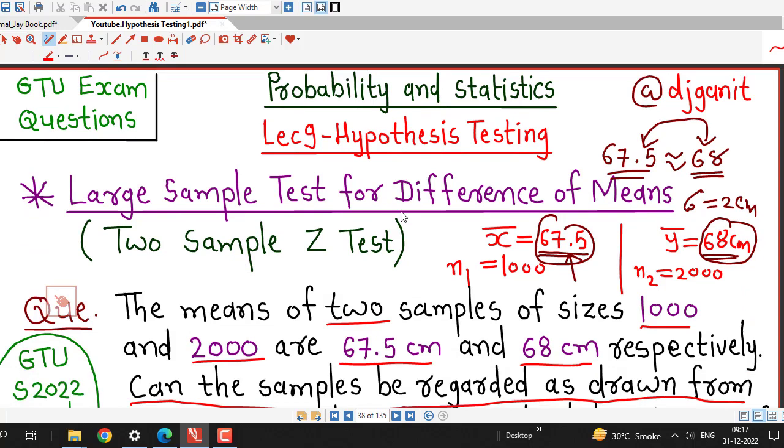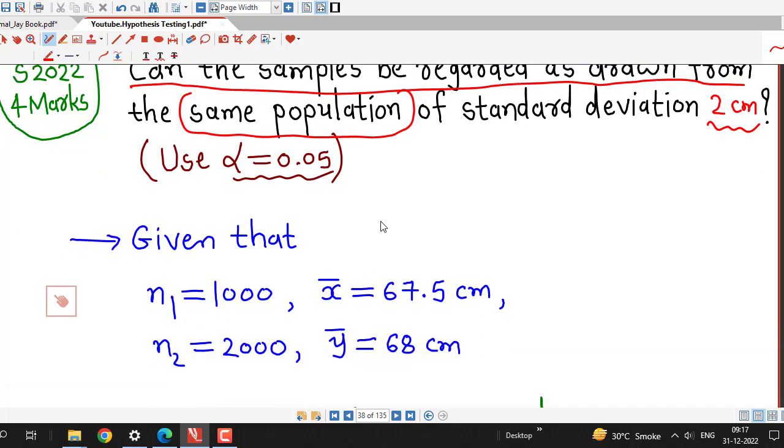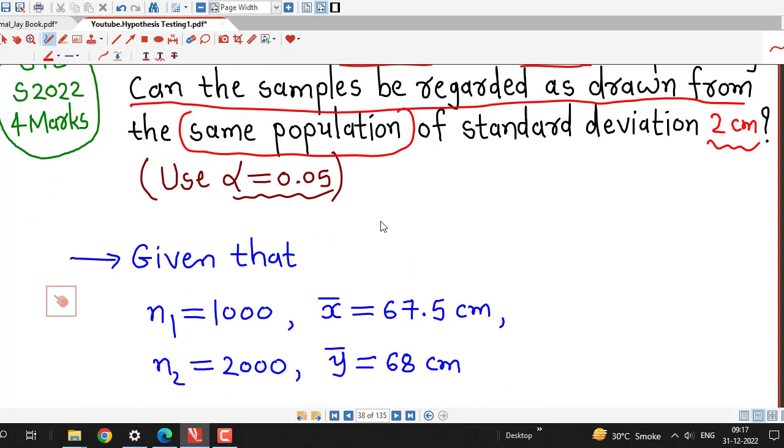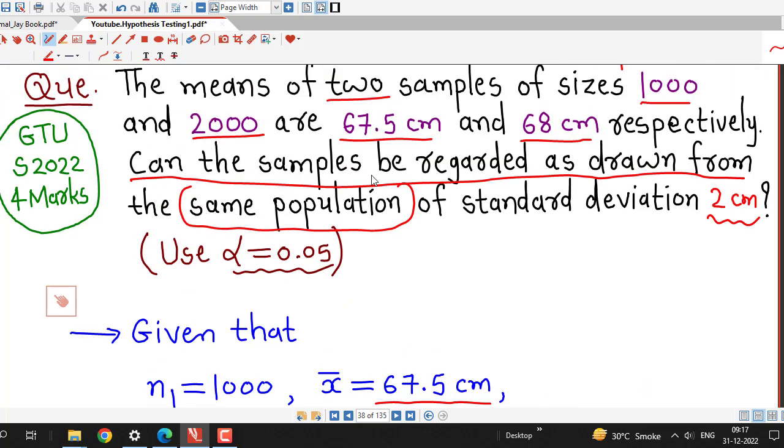So this is the procedure which I just discussed. Here I have written systematically all these things. First I have written the given information. It is given that we have two samples of sizes 1000 and 2000 and corresponding sample means are 67.5 and 68 centimeters. We have to answer this question: can the samples be regarded as drawn from the same population of standard deviation 2 centimeter?